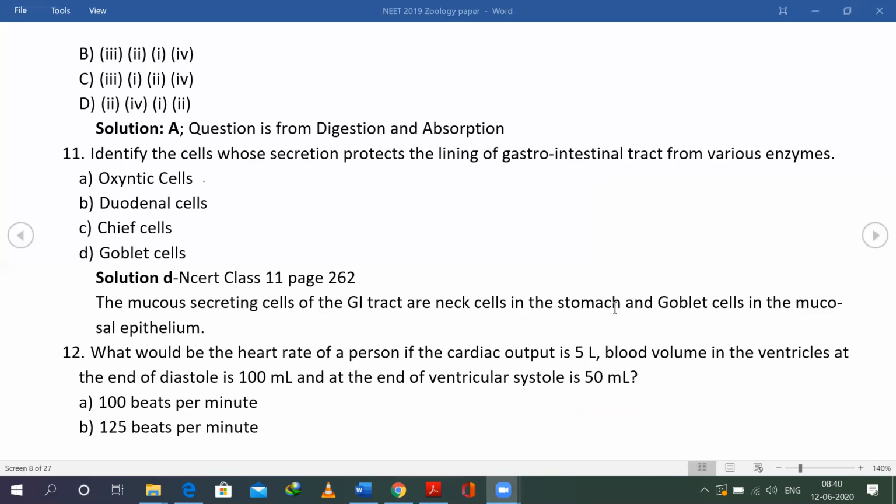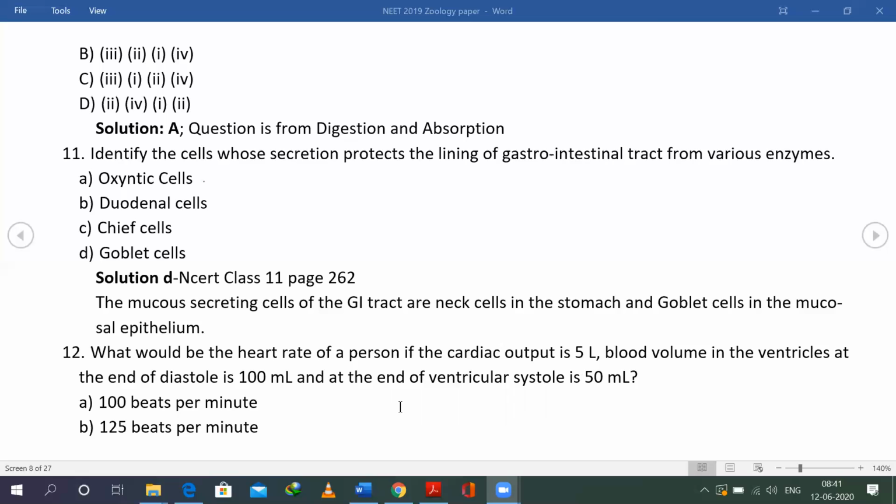So what have they given here? The blood volume in the ventricles at the end of diastole is 100 ml, and at the ventricular systole it is 50 ml. So this is the stroke volume. When the systole happens, how much blood is being pumped out into the respective great arteries, the pulmonary artery and the aorta? They are saying the stroke volume is 50 ml.